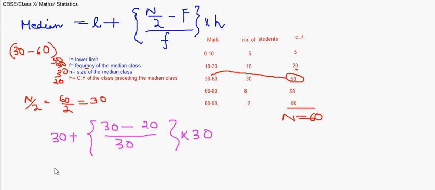So what do I get? This gets cancelled. 30 minus 20 is 10. So 30 plus 10, that's giving us 40. So we got the median of this data to be 40.